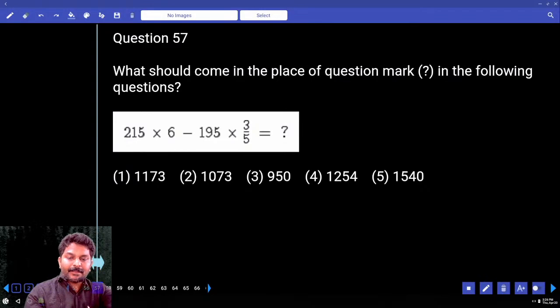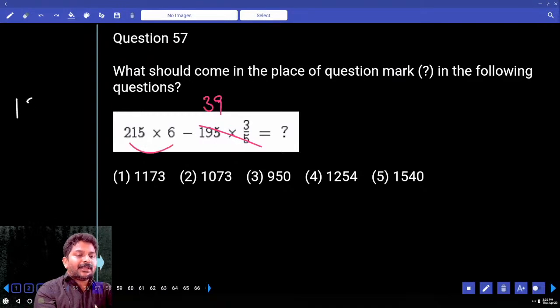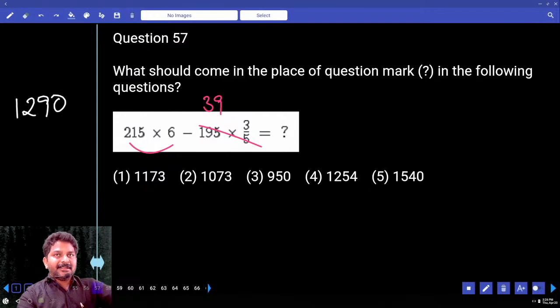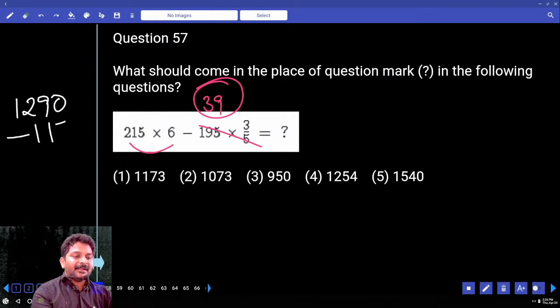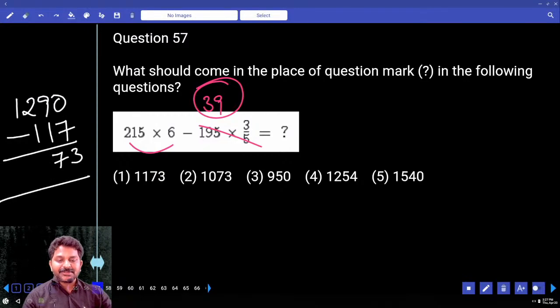Then 195 by 5, 39 times. 215 into 6. 6 times of 200 is 1200. 15 6 times is 90. 39 3 times, right? Take this number as 40 minus 1. 43 is 120. From that you need to subtract 3, right? 117. So from this if you subtract 117, the answer must end with 73. Two options are there. You have to continue, answer 1173.